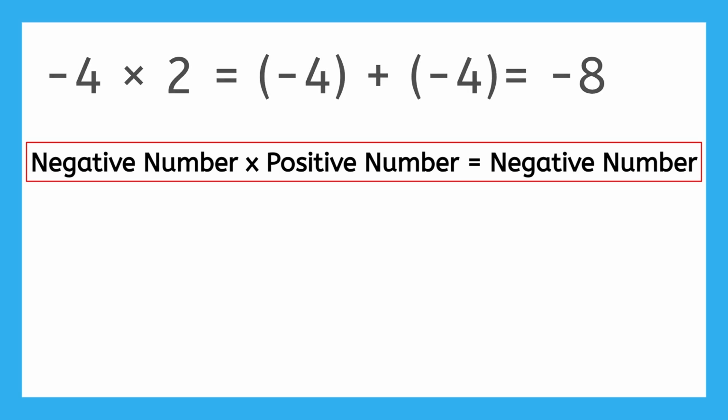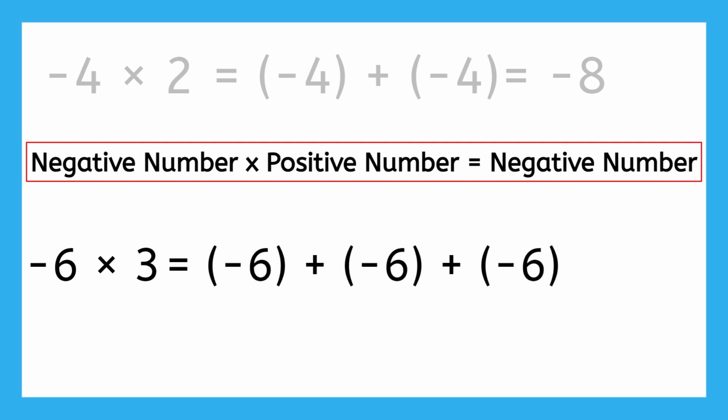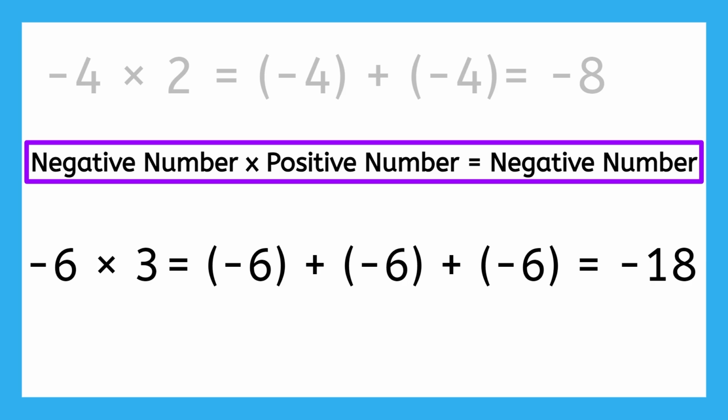Let's say I have negative 6 times positive 3. What is this really saying? Right, it's saying add negative 6 3 times. So I have negative 6 plus negative 6 plus negative 6. And if I add these together, what do I get? I get negative 18. We know that repeatedly combining negative numbers will always give us another negative number. So we know that a negative number times a positive number does result in a negative number.